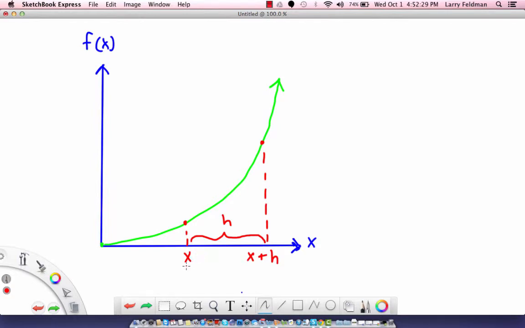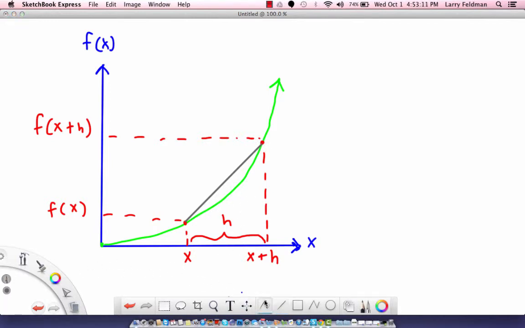So we have x plus h, and on the y-axis, or the f of x axis, this is f of x, and this is f of x plus h. Okay? Now, we connect these 2 points with a line. This is called a secant line. A secant line is a line or line segment that connects 2 points on a function or graph.